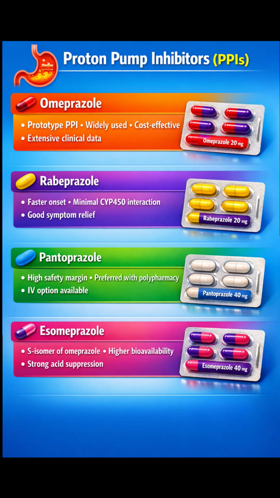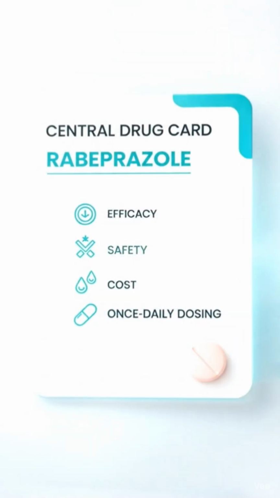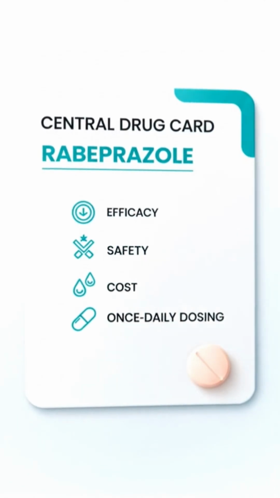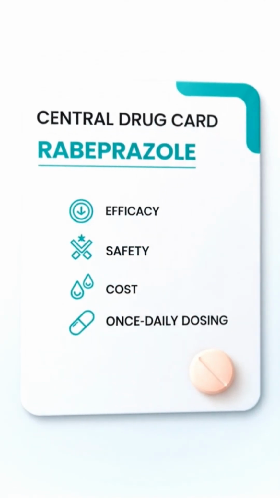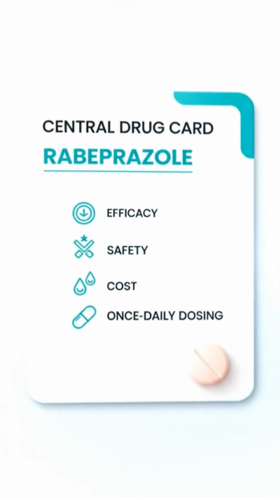Among proton pump inhibitors, we now choose the most suitable P-drug molecule. Most PPIs are metabolized by the CYP2C19 enzyme, increasing drug interaction risk. Rabeprazole is an exception, with minimal CYP2C19 involvement. Rabeprazole offers high efficacy, superior safety, minimal drug interactions, convenient once-daily dosing, and good cost-effectiveness.